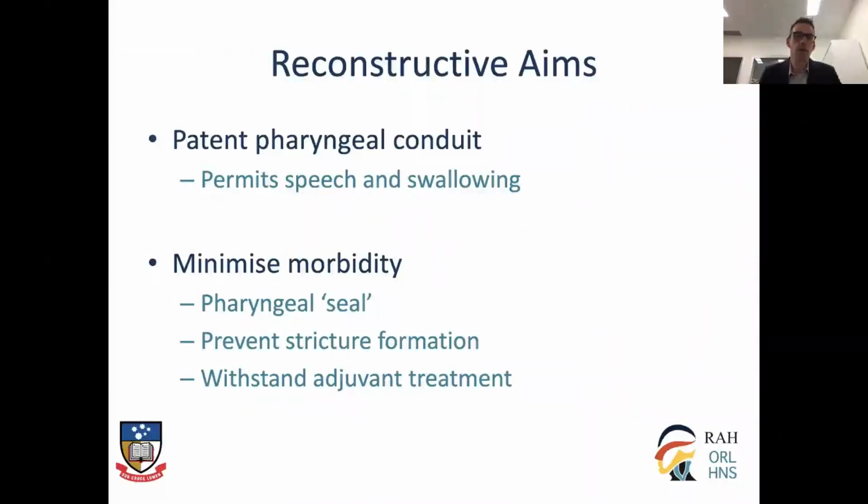So overall, when we consider laryngopharyngeal defects, our reconstructive aims are to produce a patent pharyngeal conduit that will permit speech and swallowing and minimize morbidity. And what we're looking for here is to create a pharyngeal seal and prevent fistula formation, prevent stricture formation in the short and long term, and also provide patients with a reconstruction that can withstand their adjuvant therapy.